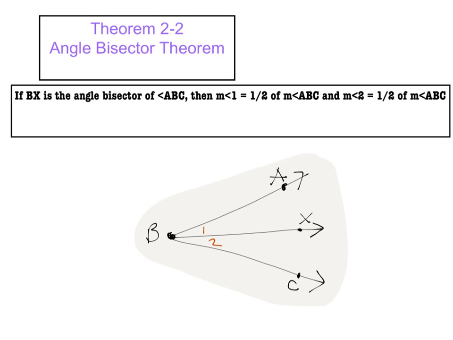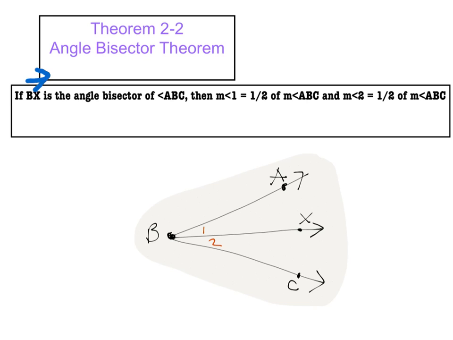The first information that you're going to be bringing back is a theorem, theorem 2-2. Recall that you don't have to memorize that this is theorem 2-2. I just want you to know that so you can find it in your book. This one does have a title. It's the angle bisector theorem, and here's how it goes.